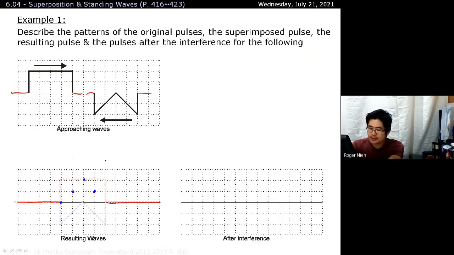Lastly, when we take a look at the grid line right over here, at this point in space, we see that the red wave has a value of +2, the blue wave has a value of -2, and 2 plus -2 will give you 0.